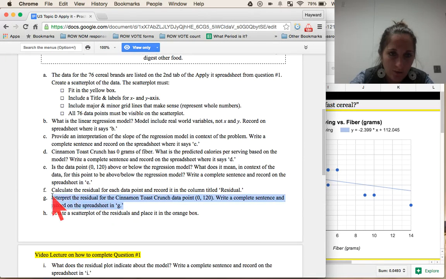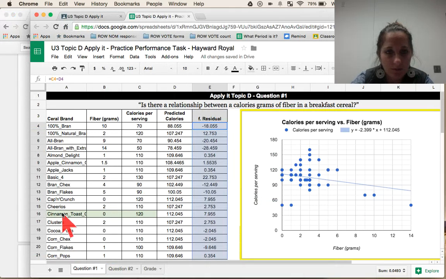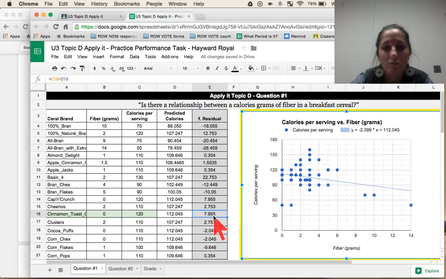All right, interpret the residual for Cinnamon Toast Crunch. Write a complete sentence. So Cinnamon Toast Crunch is here. The residual is 7.955. And again, that point was above the regression model, which means, based on the fact that there are 0 grams of fiber, Cinnamon Toast Crunch has 7.955 more calories than what we predicted. And as we can see, it actually has 120 and we predict it would have 112.